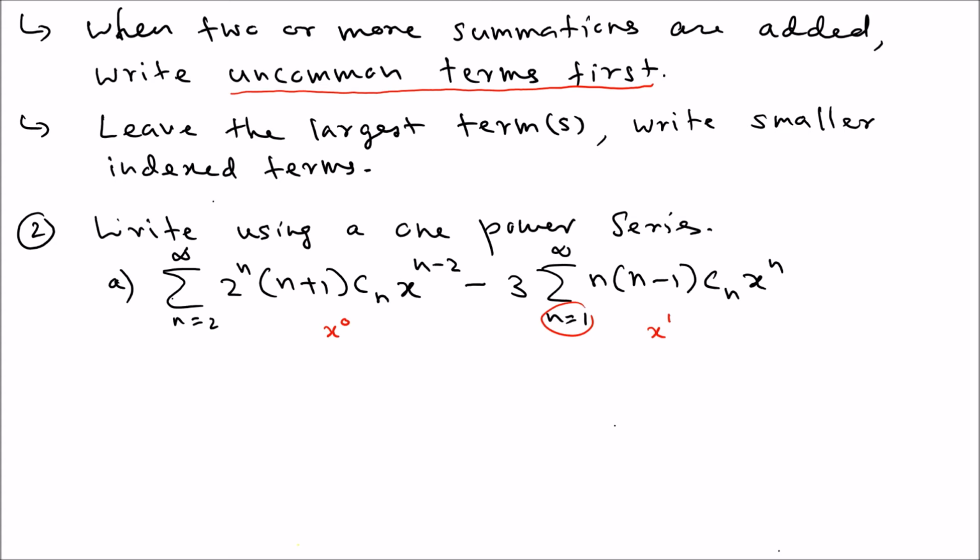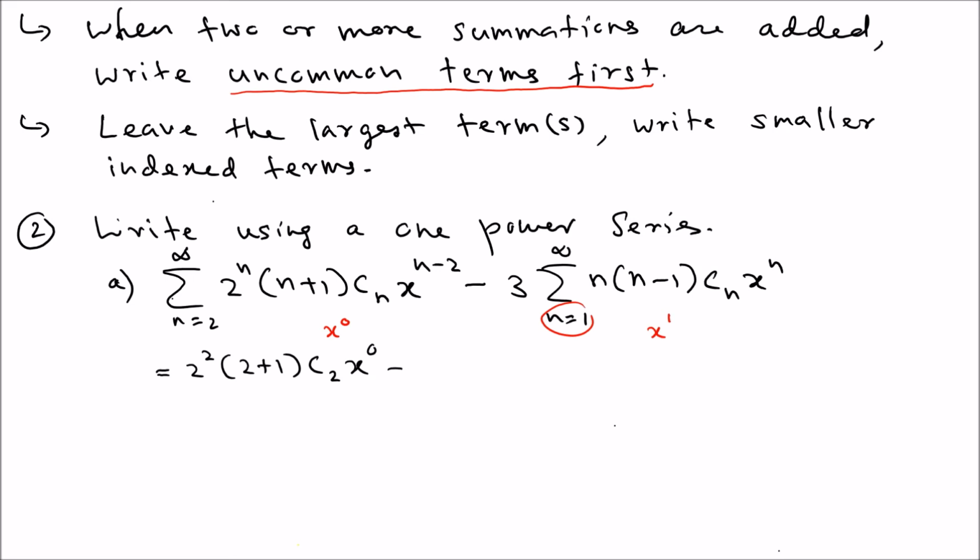So we write the uncommon terms first. So what's the uncommon term? In this case, from the first series, you plug in n equal 2, that's the uncommon term. So that is 2 to the 2, and then you have n plus 1. So you can write 3, but since this is the first example, I write like that. And then C2 x to the 0. You can write x to the 0, it's okay.